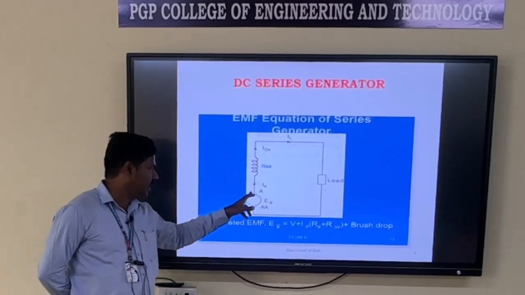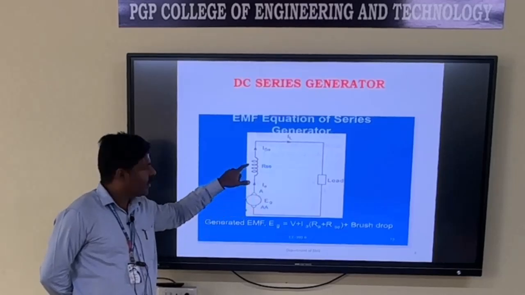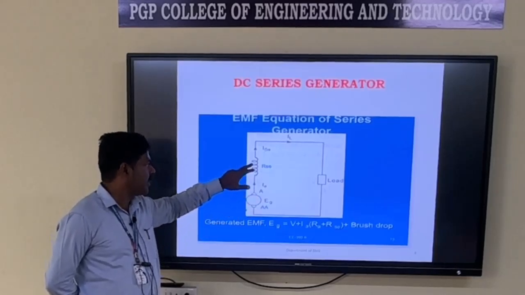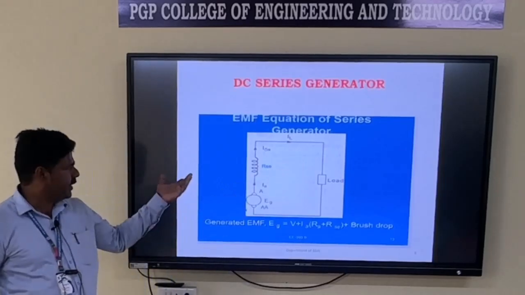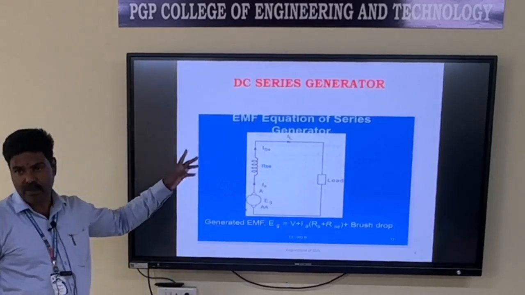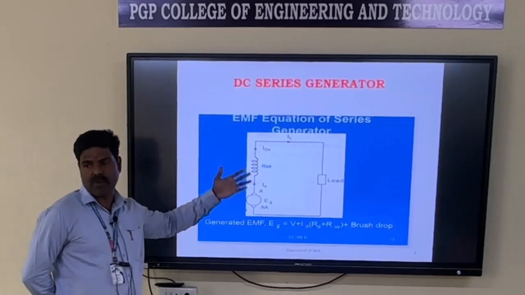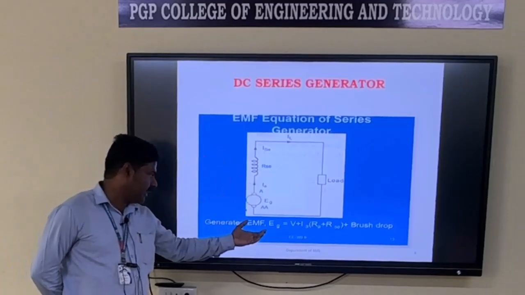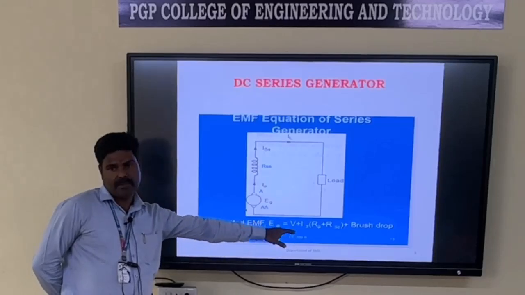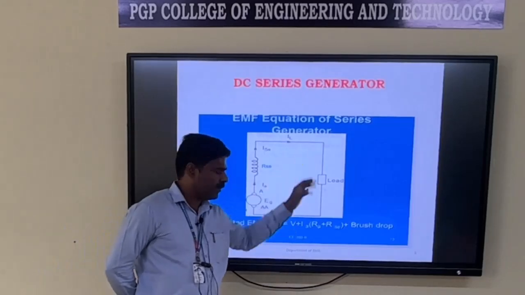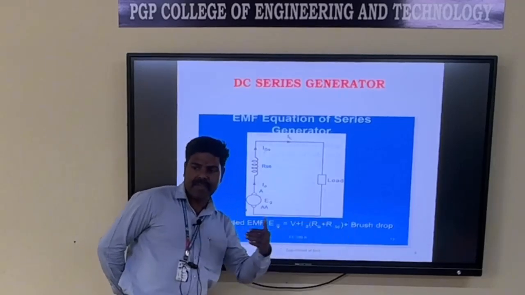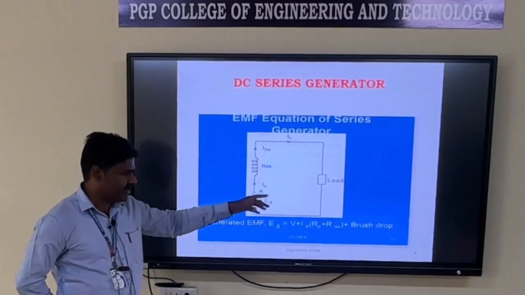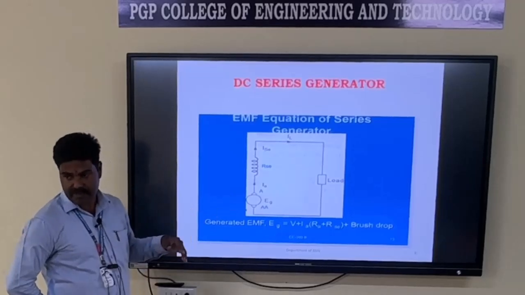Therefore, the armature current, the current flowing through the armature, that is Ia, the current flowing through the field winding, that is Isc, then current flowing through the load, the three currents are equal. Here Ia equal to Isc equal to IL. By applying Kirchhoff's voltage law, we can get the generated EMF equation Eg equal to V plus Ia into (Ra plus Rc), where V means voltage across the load. The brush drop can be neglected, that is the voltage drop across brush is very small.